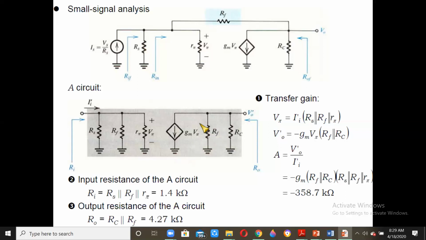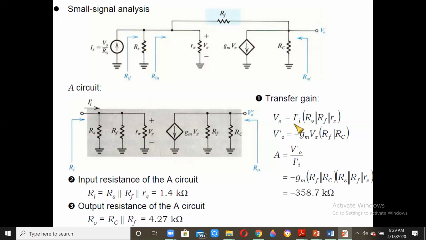However, the exact value for this should have been RF plus RS in parallel with R5. Fine. So having written the equivalent circuit over here, then we can try to find out the input resistance and output resistance, and also we can try to find the transfer gain.